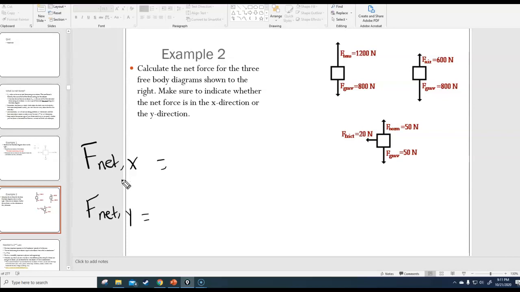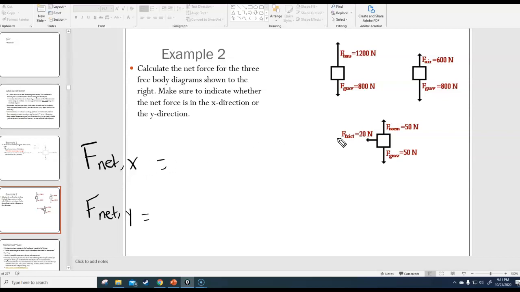By the way, this is slightly off topic, but please don't confuse Fn, which is normal force, with F net, which is net force. Two completely separate things. Okay, a normal force is the force coming from a surface. The net force is the sum of the forces acting on an object. Okay, two completely different forces.